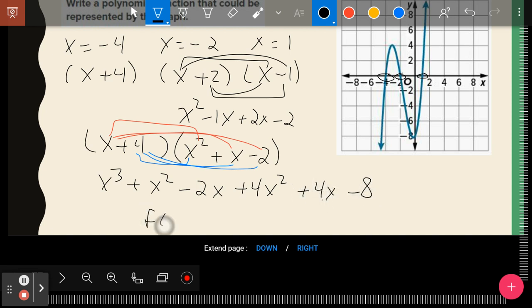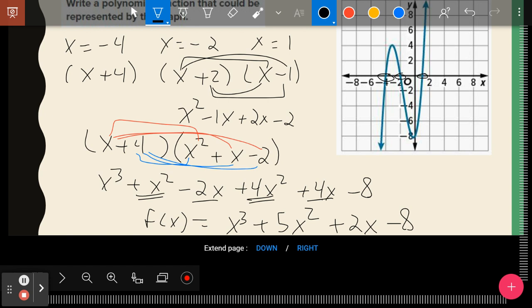So f of x equals x to the third. It's the only x to the third. I have an x squared here and an x squared here, so I'm going to get plus 5x squared. I have -2x and positive 4x, so I get plus 2x minus 8. That is a possible polynomial function that can be represented by the graph, represented by those 3 roots.